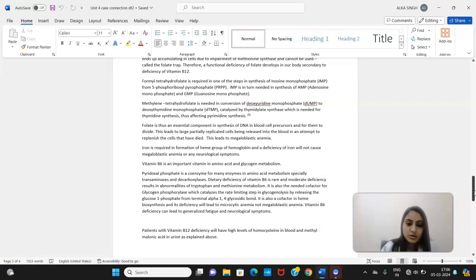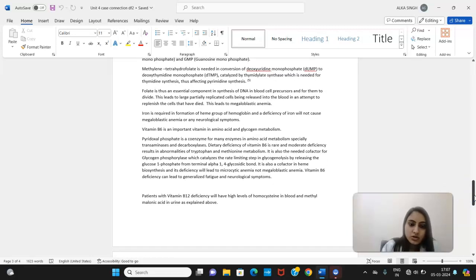Normally, tetrahydrofolate is required in one of the steps in synthesis of IMP from PRPP. IMP is in turn needed for synthesis of AMP and GMP. Methylenetetrahydrofolate is needed in conversion of deoxyuridine monophosphate, that is dUMP, to dTMP, catalyzed by thymidylate synthase, which is needed for thymidine synthesis, thus affecting pyrimidine synthesis.